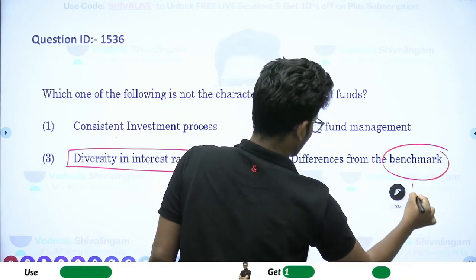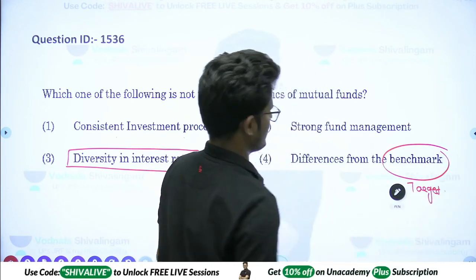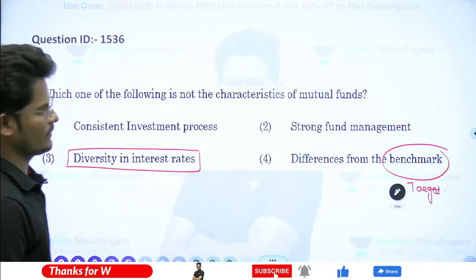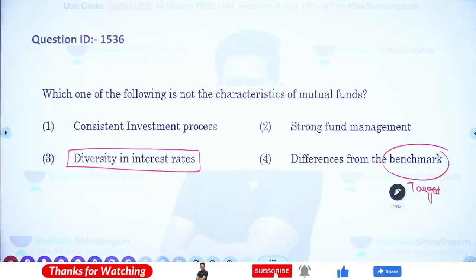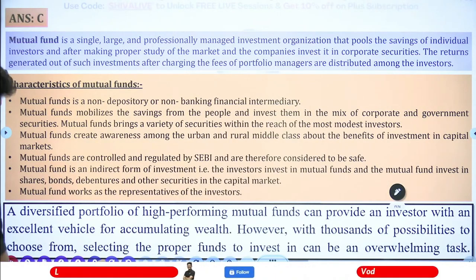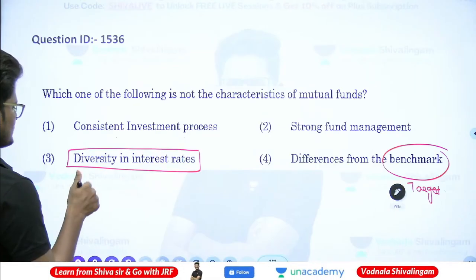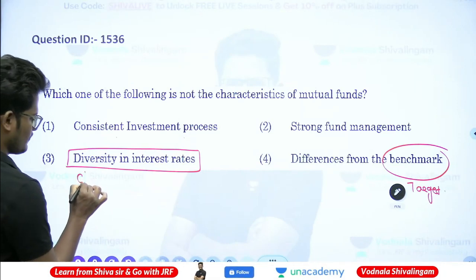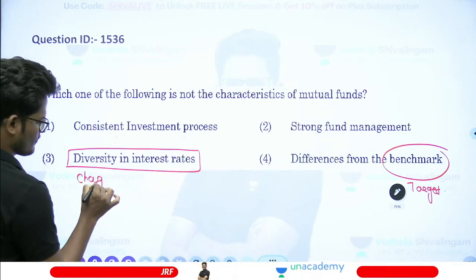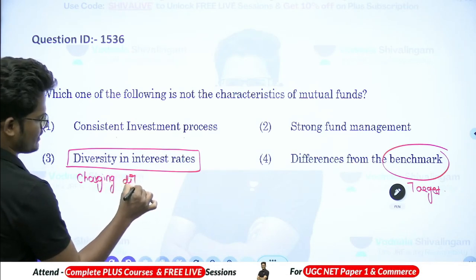Because what we put as a target or a standard, we will not always be reaching that target. Maybe differences will arise. Always a difference or a variance is part of it. Now look at what this diversified interest rate is. Diversified interest rate means charging different interest rates.